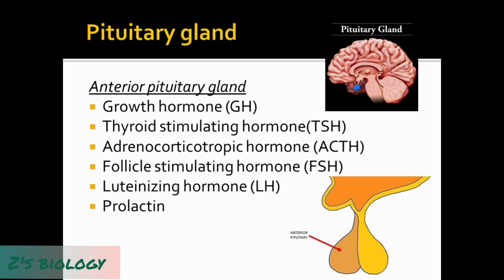LH, the luteinizing hormone, in males stimulates the Leydig cells which are present in the testes to secrete the testosterone hormone, and testosterone plays a very important role in spermatogenesis. And last we have the prolactin hormone, which is related to the mammary glands. It regulates the activities of the mammary gland, the production of milk and the secretion of the milk.